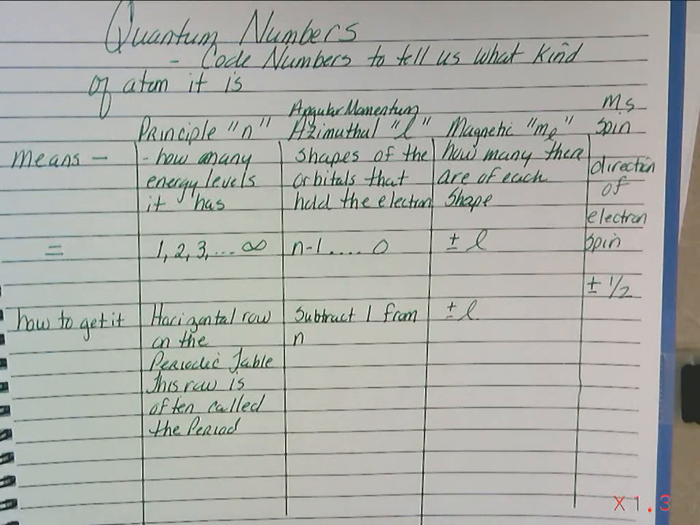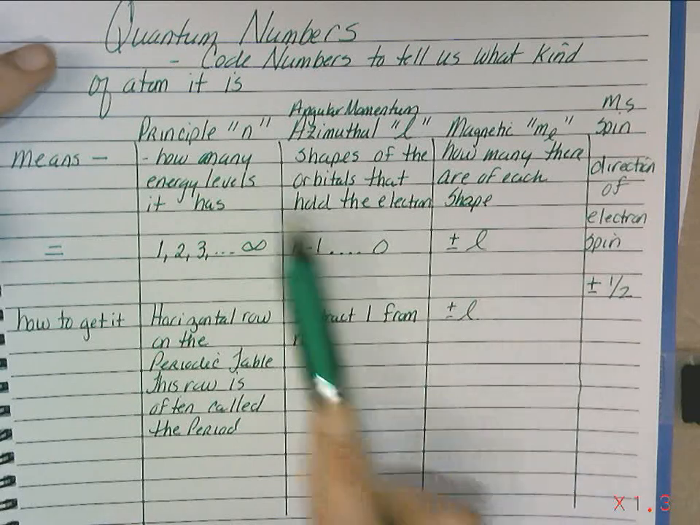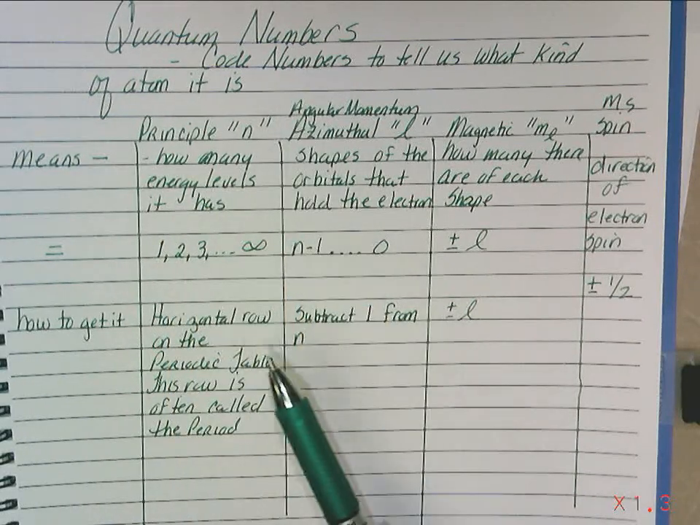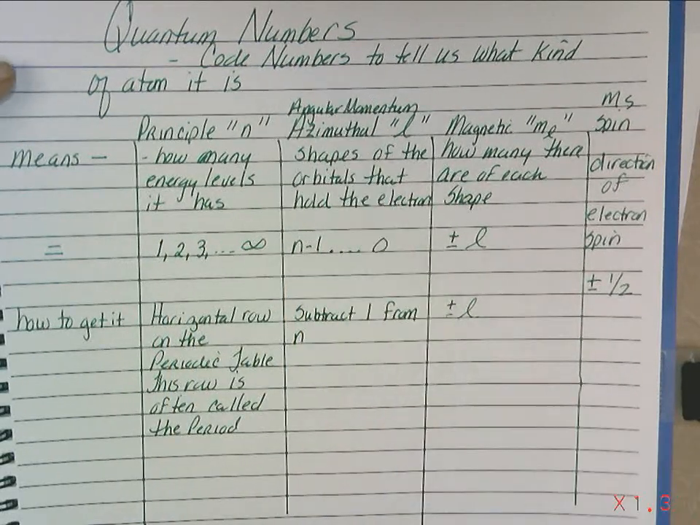Okay, this is an explanation for quantum numbers, what they are, how to get them, and what they mean. So, first, quantum numbers, there are 4 of them. They are code numbers that tell us what kind of atom it is. We've talked about how the atom is like a hotel.